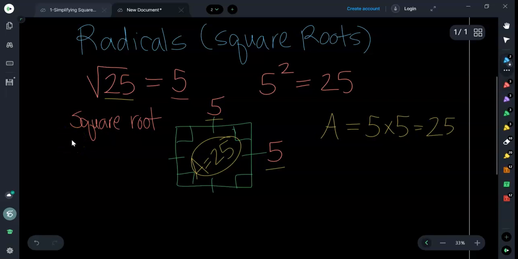On the other hand, over here you have squared. And what squared is asking for is, if the lengths of the side of your square are 5, what is the area of your square? So to take the square root, we have the area, and we get the side. And to square it, we have the side, and we want the area.